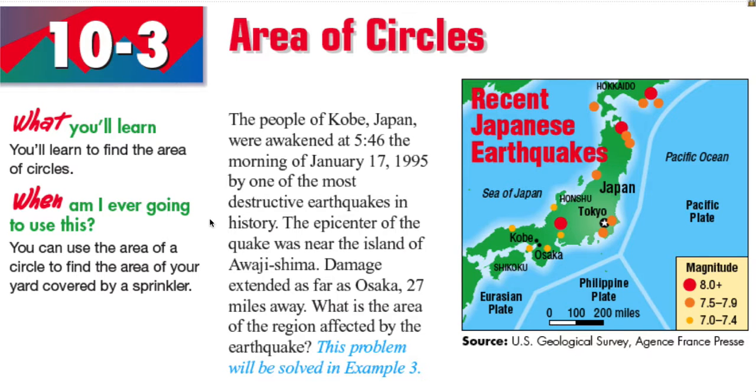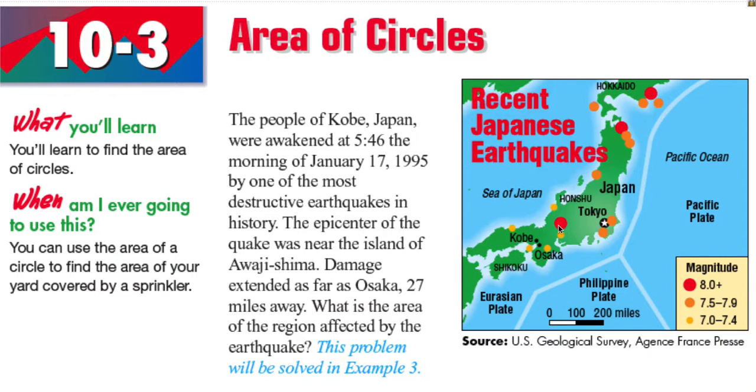So the people of Kobe, Japan were awakened at 5:46 the morning of January 17, 1995 by one of the most destructive earthquakes in history. The epicenter of the earthquake was near the island of Awajishima. Damage extended as far as Osaka, 27 miles away. What is the area of the region affected by the earthquake?